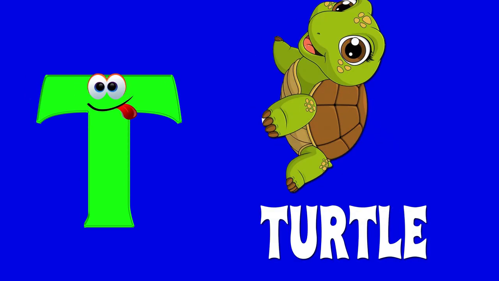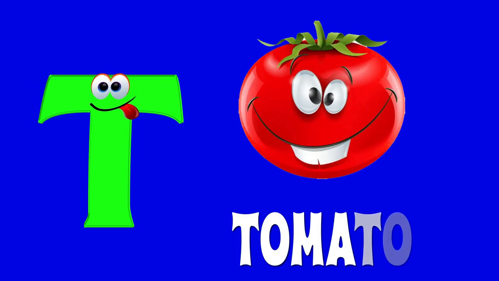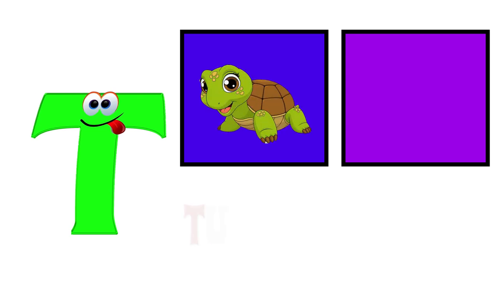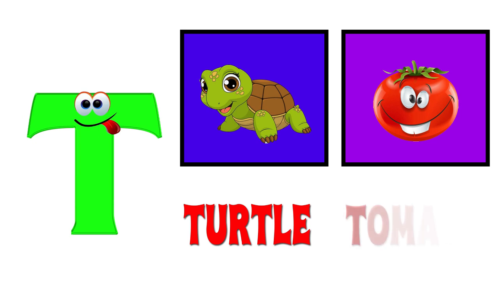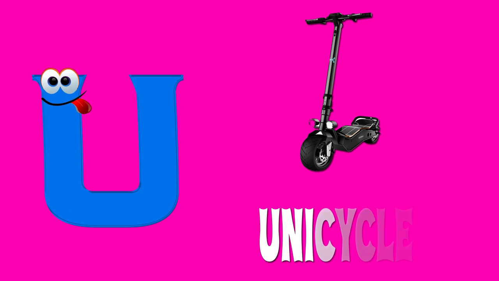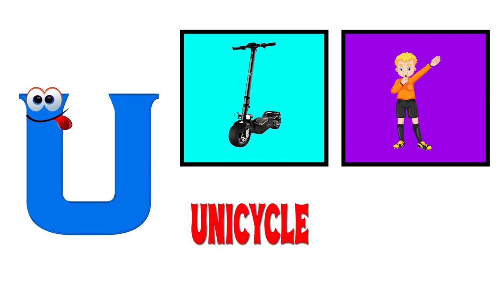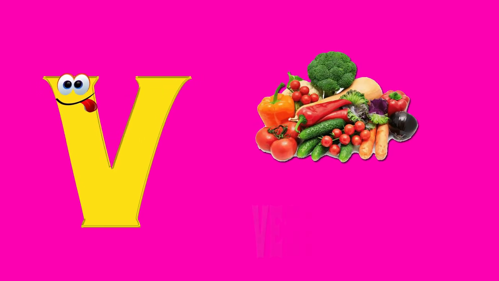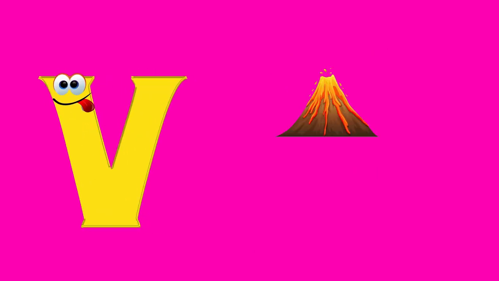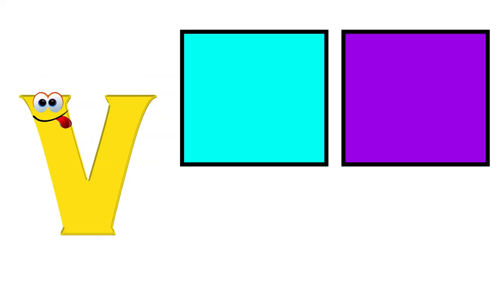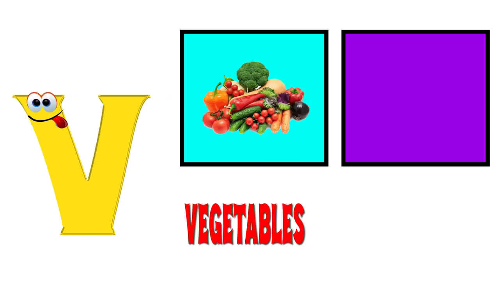T. T for turtle. T for tomato. T for turtle. And tomato. U. U for unicycle. U for umpire. U for unicycle and umpire. V for vegetables. V for volcano. Vegetables and volcano.